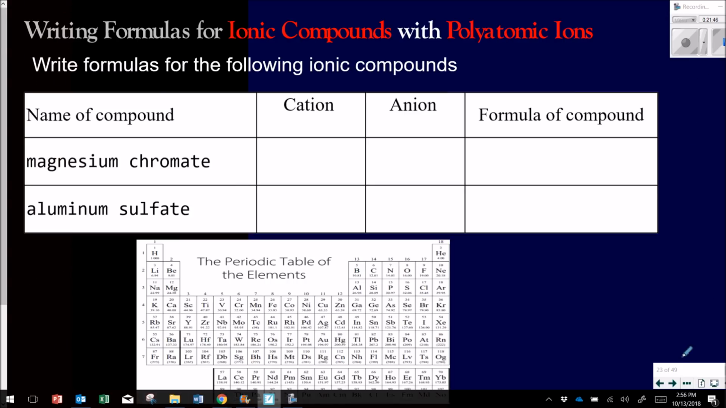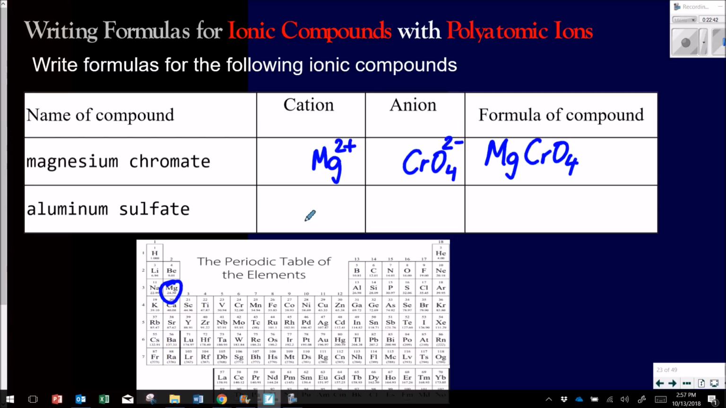Magnesium chromate. Magnesium is over here, so we have Mg with a charge of +2. Chromate is CrO4, and it also has a charge of -2. So in this case, our charges balance already. +2 balances with -2 to give us our neutral 0 charge compound. So for each 1 magnesium, I need 1 chromate anion.